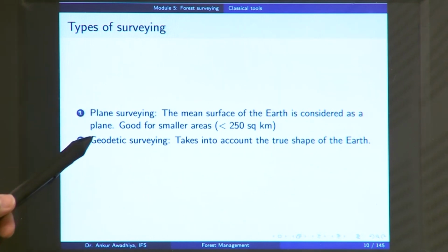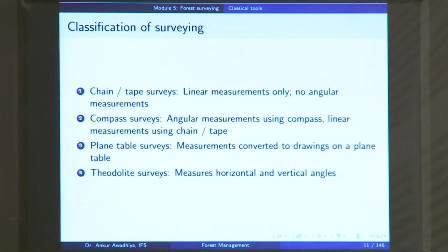So, that will bring us to geodetic surveying, which takes into account the true shape of the earth. So, these are two different types of surveying, and depending on the instruments, you can have different classes of surveying. The easiest or most classical one is the chain and tape survey, in which you take linear measurements only, without any angular measurements.